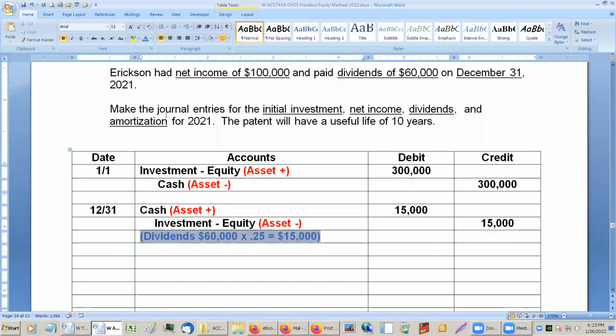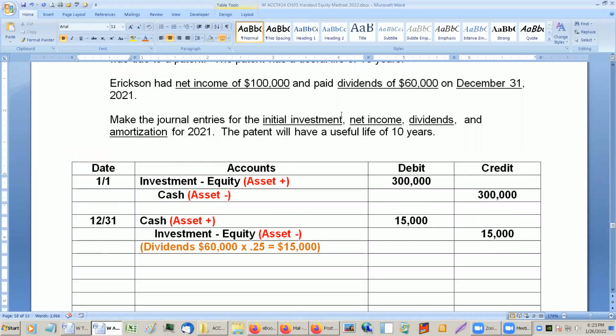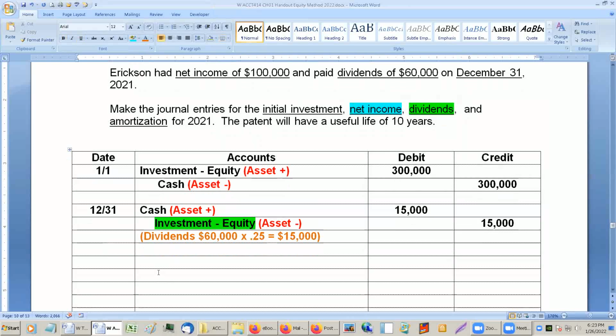There, I made it invisible, isn't that nice? Okay, let's do the income. So dividends green, and we'll make income blue, I guess. Okay, so let's do the income. We will increase our investment because when a company makes money, we make money. So when they have income, we have income. So this will be investment.